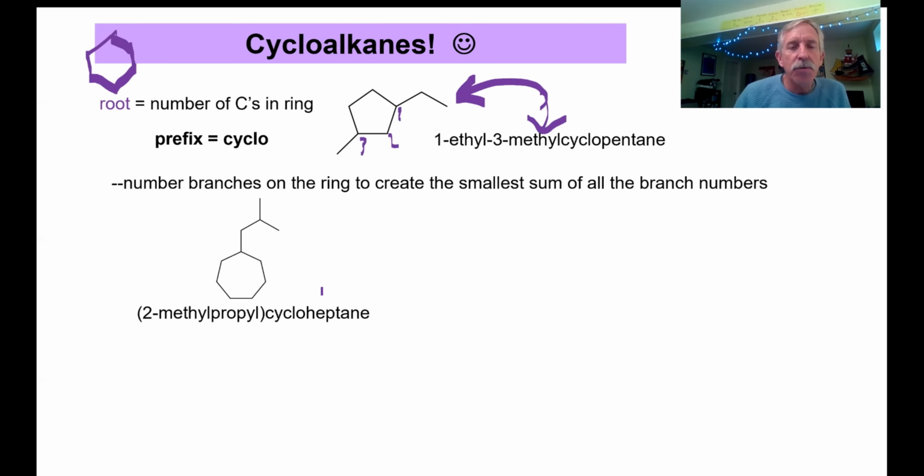Notice I don't even put a 1, because if I have this very bizarre group attached and I only tell you you have a 2-methylpropyl attached to your cycloheptane, you don't need to give me a number where it's attached. It's only one place, and it doesn't matter where on the cycloheptane it's attached.